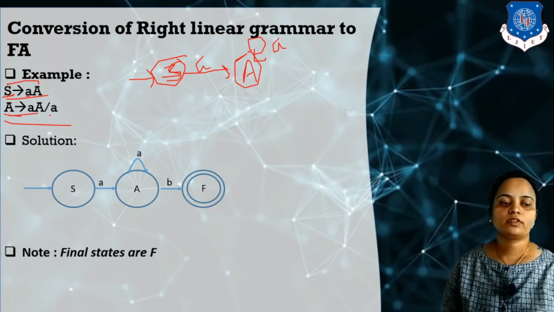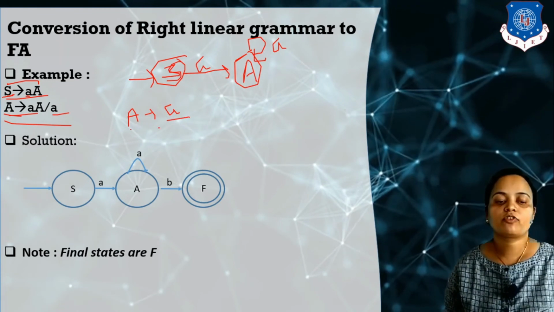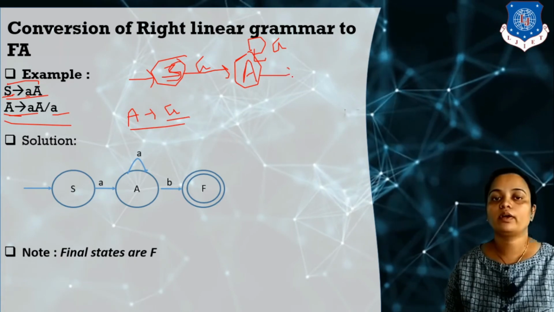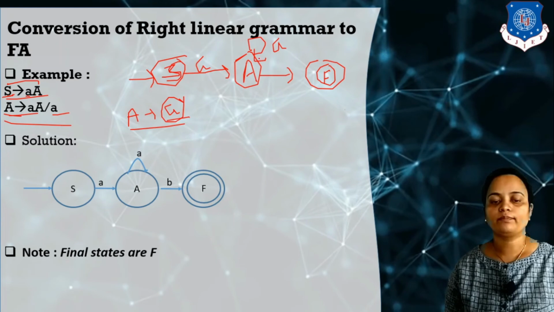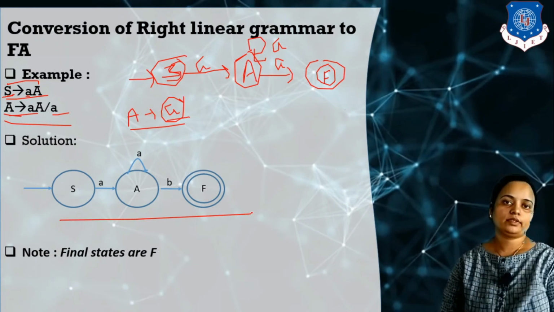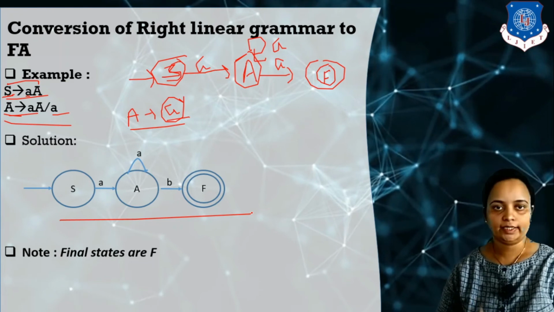Now if you see this production, A derives small a, it contains only terminals. For this production, what are we going to do? For this production, we have to add a new state which is a final state. Okay, and for this, which input do we have to consider over here? a. It means that for this production, it moves to the final state. So in this way, we can generate the FA from a given right linear grammar.